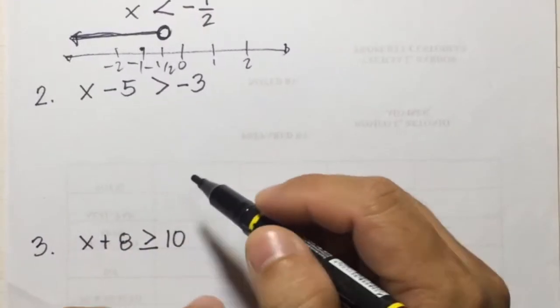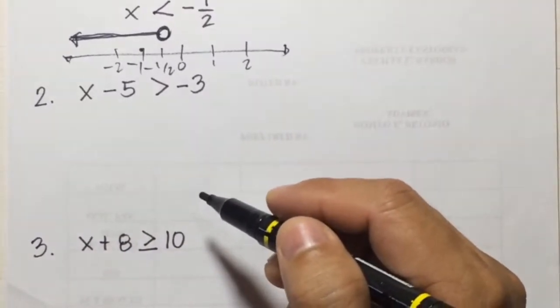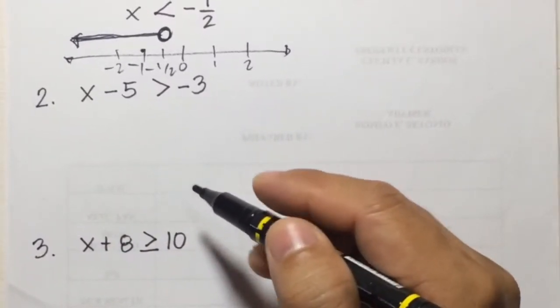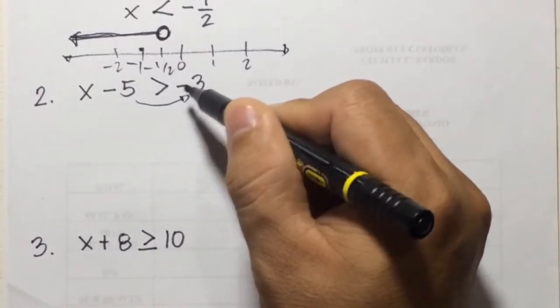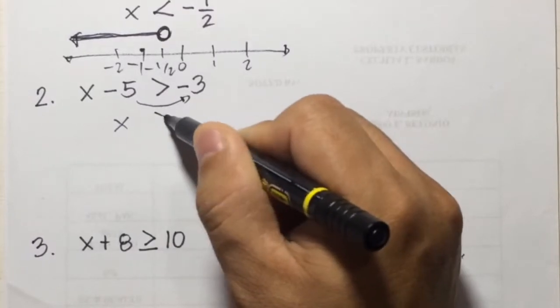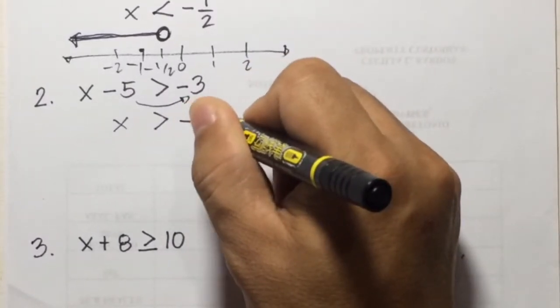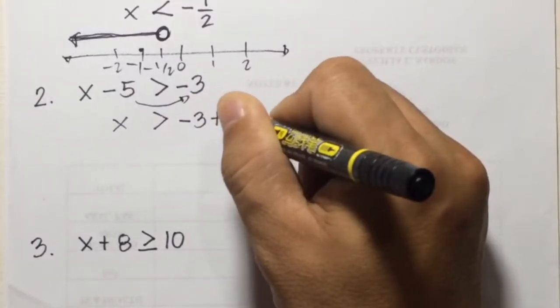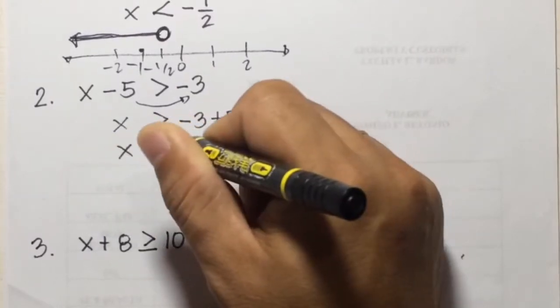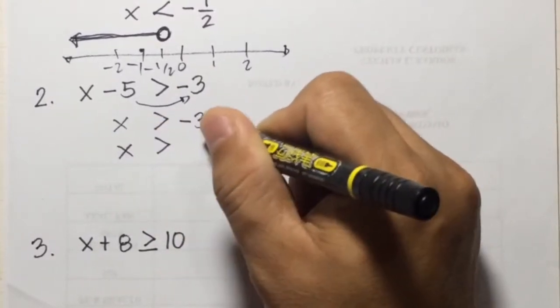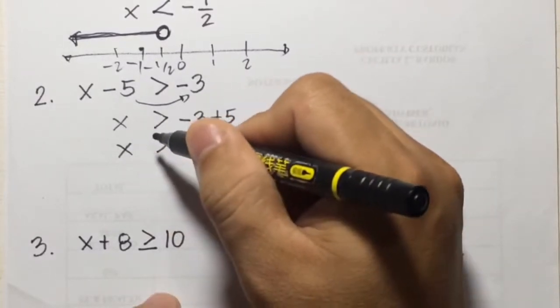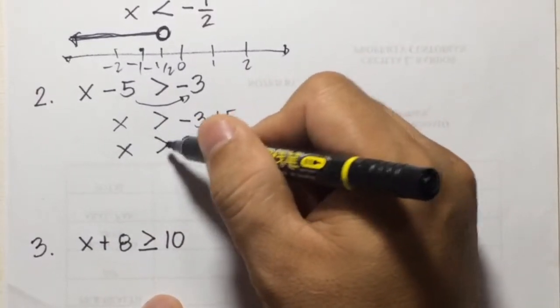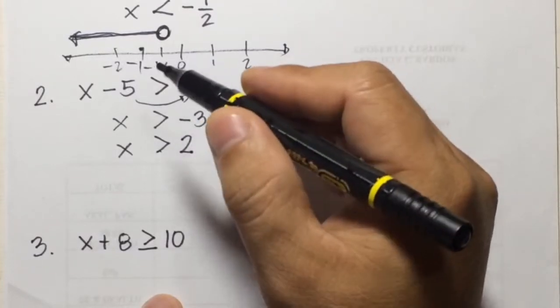Then for number 2, x minus 5 is greater than negative 3. So we're going to transpose negative 5 to the right side. We can have x is greater than negative 3 plus 5. And x here will be greater than 2. So all the values of x that are greater than 2 will be the solution for this inequality.